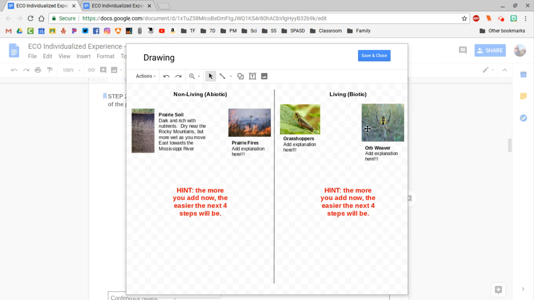And I chose a couple items here. I chose a grasshopper and then an orb weaver. Hopefully you saw both of these out in our prairie observations. And you should add explanations here.